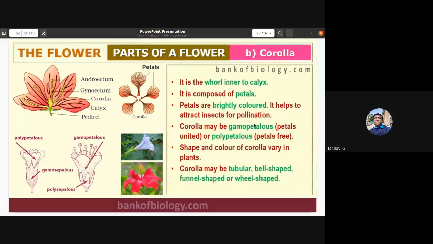Then the corolla is inner to the calyx. It's the second whorl and it is inner to calyx. The petals are brightly colored. So it helps to attract the insects for pollination. So the petals are brightly colored and it helps to attract the insects for pollination.